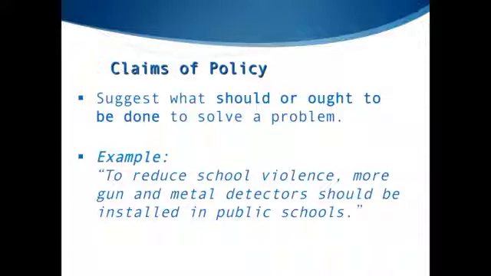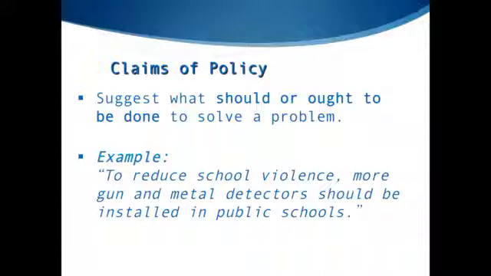So what makes this a claim of policy? Well, I'm suggesting that something should be done. I'm suggesting a specific solution. So my solution here is apparently gun and metal detectors being installed in public schools. So how could I have made this a claim of fact? Well, you could have said something like, school violence in the United States is out of control and within 15 years will be the number one cause of death among young people, or something like that, which is not necessarily the case.